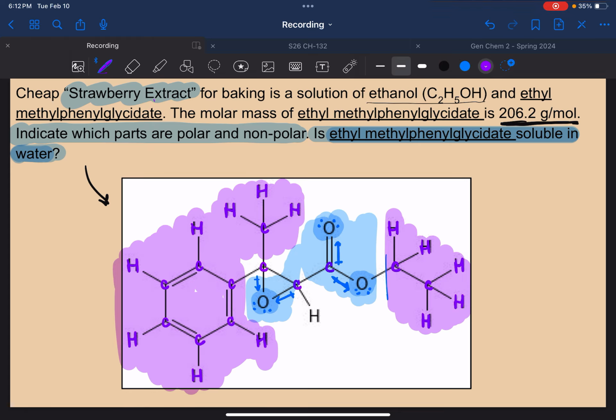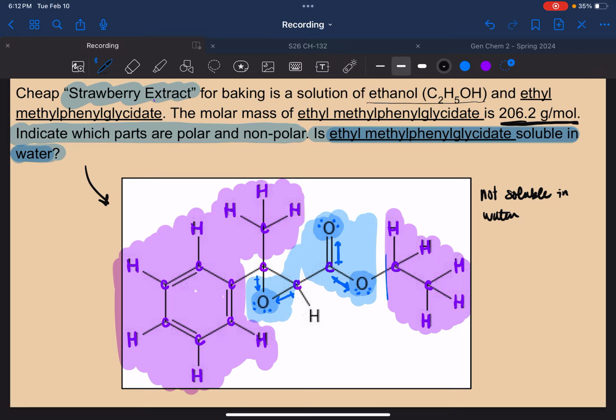So I look at this and I go, okay, overall, this has some polar characteristics, but it's more non-polar. So I might conclude that it is not soluble in water, or at least not very soluble. And that, in fact, is the right answer. It is not very soluble in water.